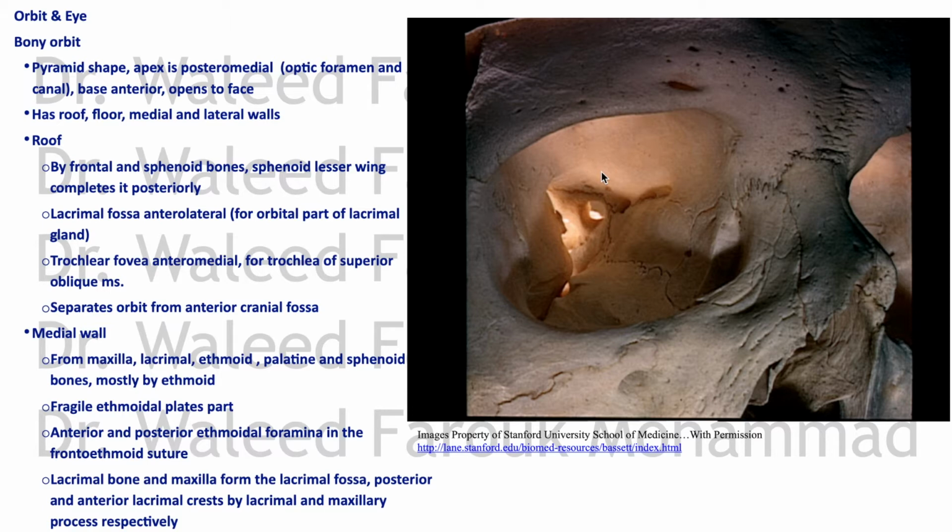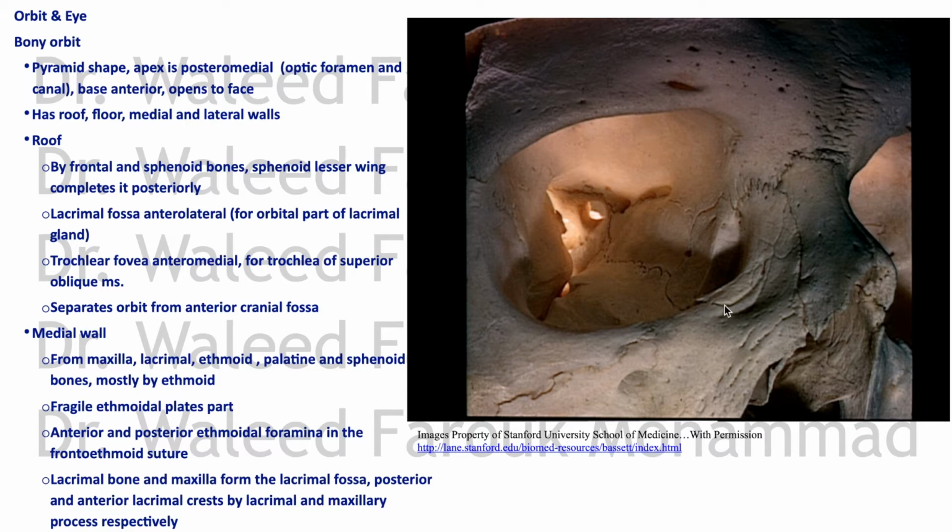And features in the roof, you'll find two depressions. An anterolateral depression is called the lacrimal fossa for the lacrimal gland, and an anteromedial depression called the trochlear fovea for the fibrous trochlea, fixed here for the tendon of the superior oblique muscle. So remember the features: two depressions in the roof. The anteromedial is the trochlear fovea, and anterolateral is the lacrimal fossa.